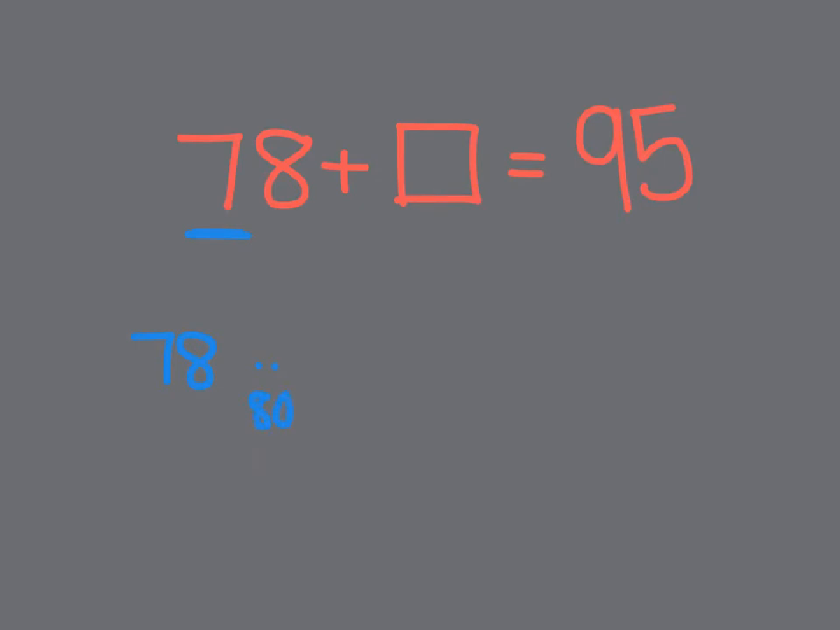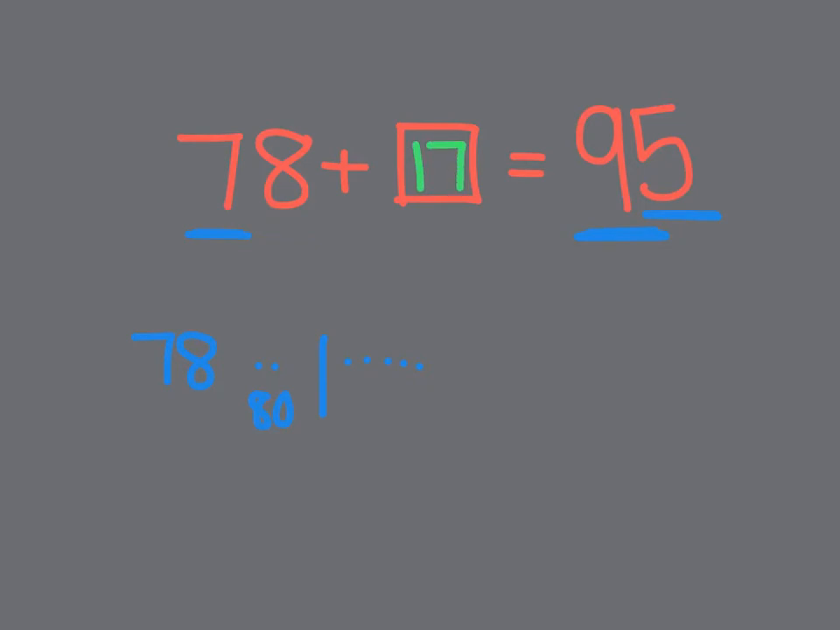Now I'm going to make tens until I get to this 10, which is 90. I'm at 80, 90. Now I make ones until I get to 95. 91, 92, 93, 94, 95. Now I count 10, 11, 12, 13, 14, 15, 16, 17. So the answer that I got is 17.